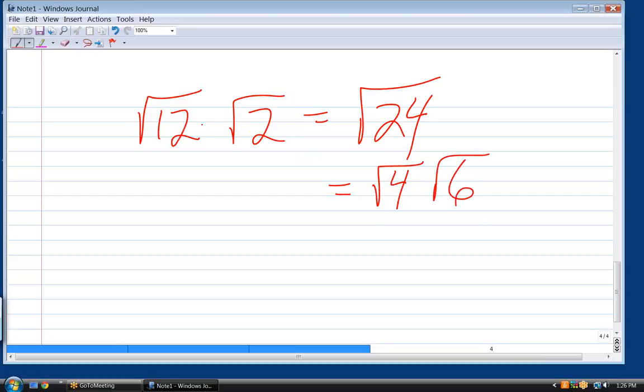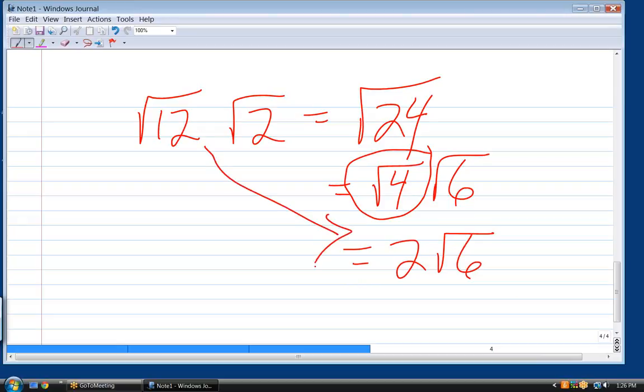Notice that we just turned it around. In other words, we turned it into something where now we can get rid of one of those radical signs. So what's this equal to? 2 times the square root of 6. Right. So this becomes that.